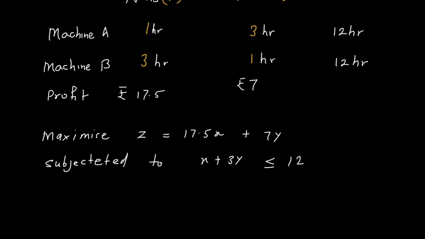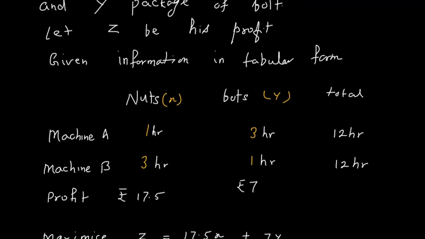Similarly, 3x plus y should be less than or equal to 12. Now we have to maximize subject to these conditions, plus the packages of nuts and bolts cannot be negative. So x, y greater than or equal to 0. So this is our problem. We have to solve it.